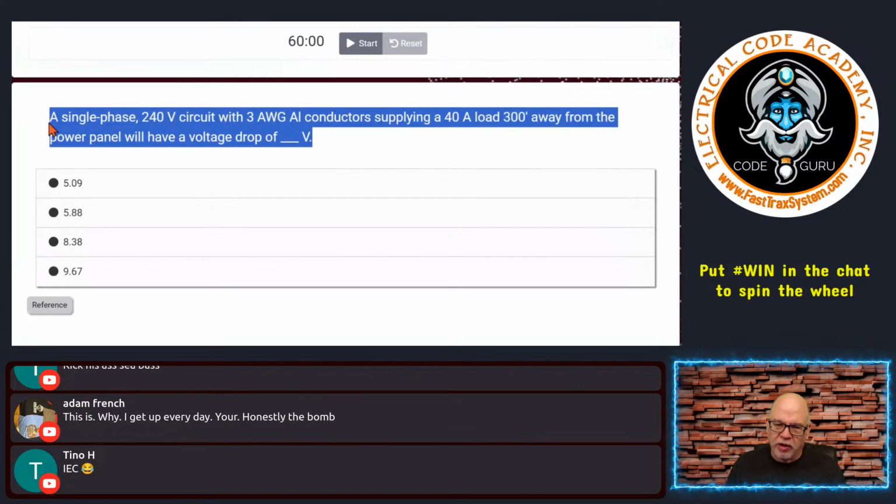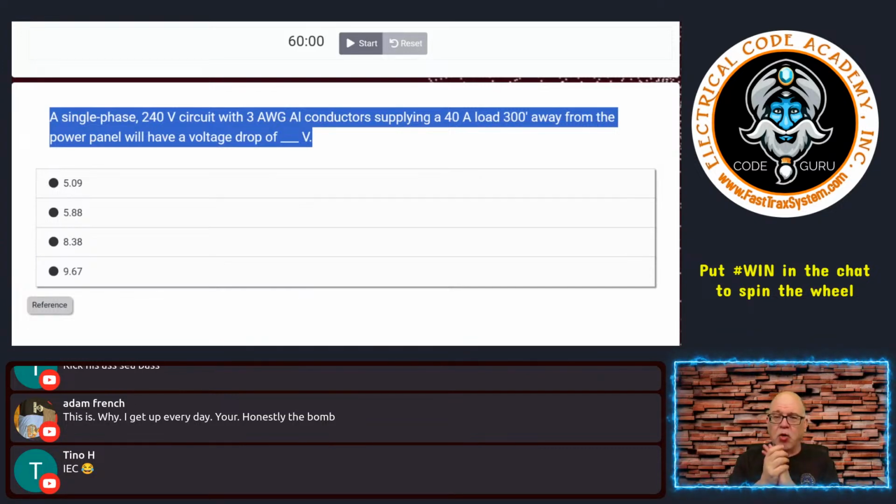So we're using our voltage drop formulas here, and in this one, we're trying to solve for the voltage drop. Remember, there's some givens. First thing to remember, this is single phase. So in our formula, we're using a 2, not a 1.732, because that would be 3 phase. So it would be 2.